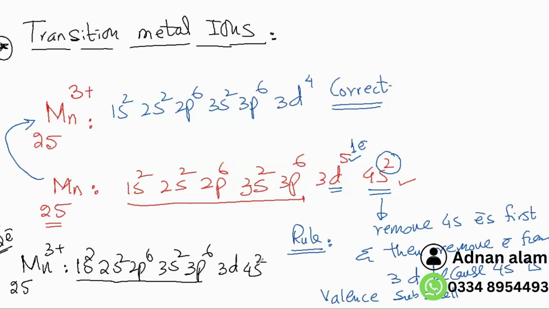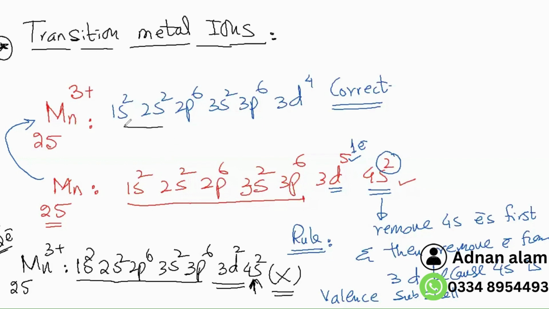So they place 2 electrons in 4s and 2 electrons in 3d, because they consider that electrons should be placed in 4s first and then in 3d, which is a rule for the transition metal atom. You place electrons in 4s first, then in 3d, only for a transition metal atom, not for a transition metal ion. They apply the rule of the transition metal atom to the transition metal ion, and end up with a wrong configuration.